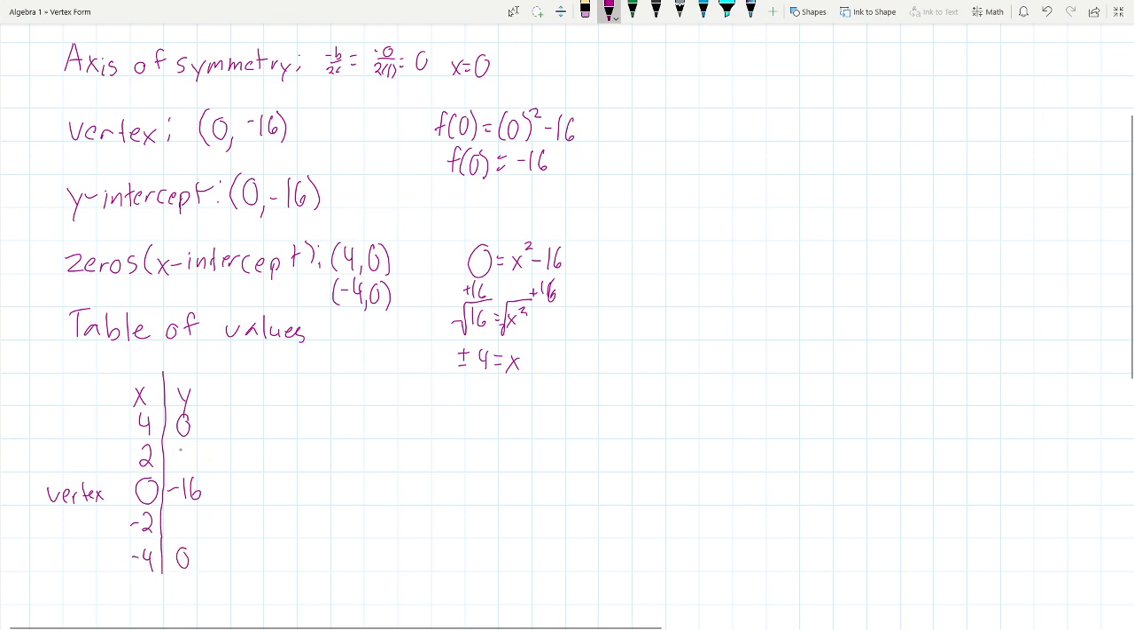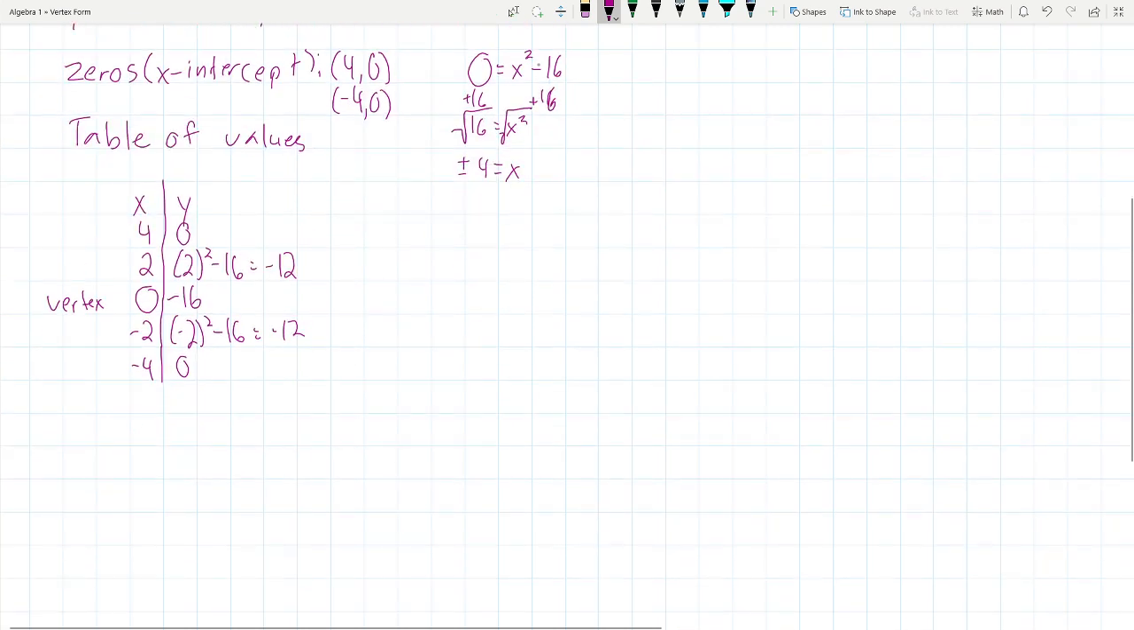If I do 2, it goes 2 squared minus 16. 2 squared is 4, minus 16 is negative 12. And same thing happens down here. And so now I can graph.